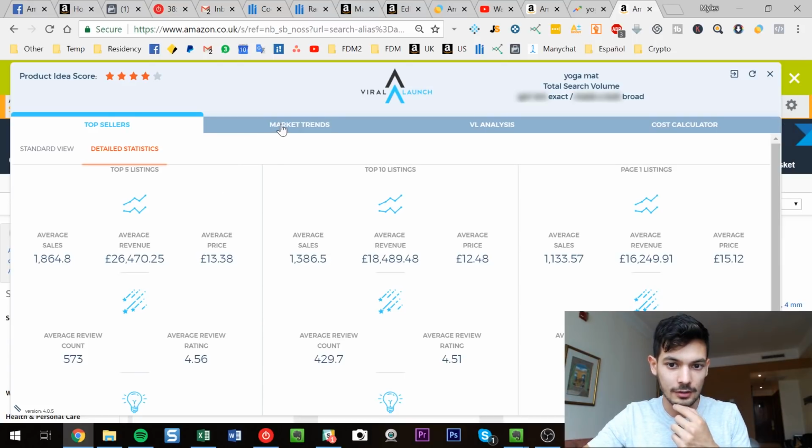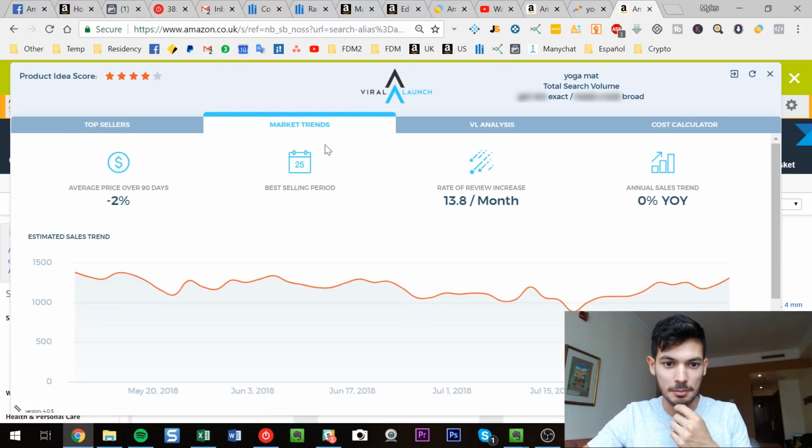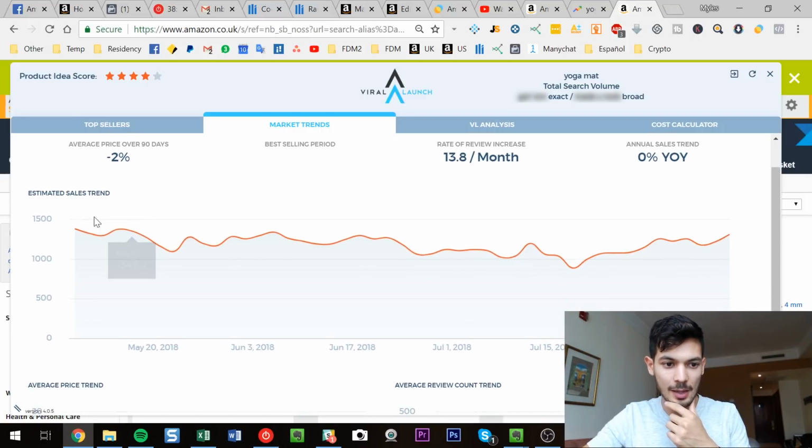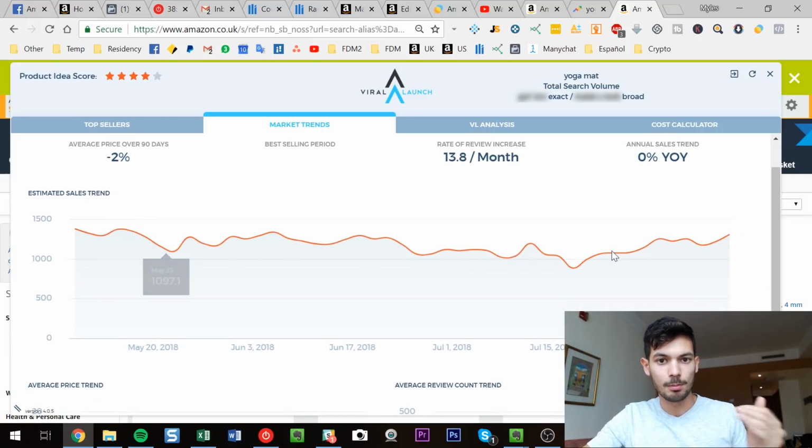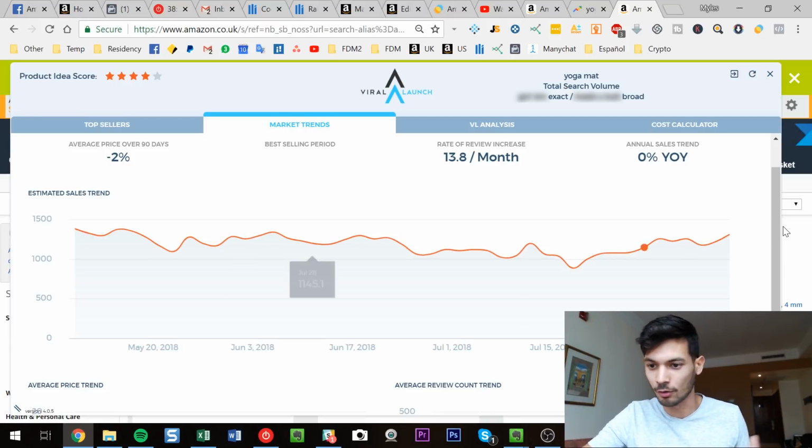The other thing that I think is really cool is this market trends tab. And this is not a great example. The estimated sales trend basically shows you seasonality. So some products will sell really well over Christmas. Most things will. Some things will sell well over summer and not over Christmas. Or some things will be like winter clothing or something like that.